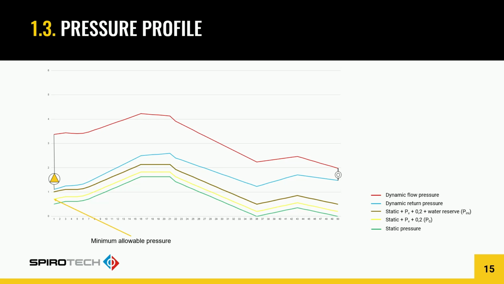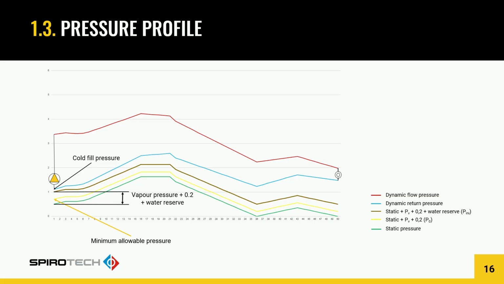Minimum allowable pressure P0 is defined as static pressure plus 0.2 bar plus the evaporation pressure. That's the yellow line. This value also corresponds to the gas precharge pressure of an expansion vessel with a fixed precharge when installed on the suction side of the pump.